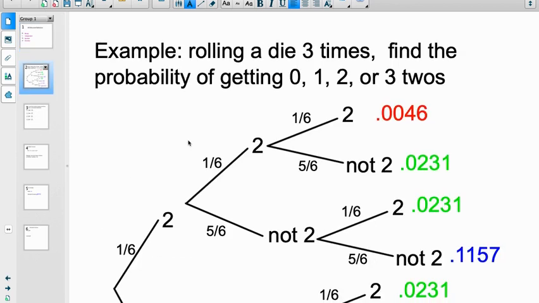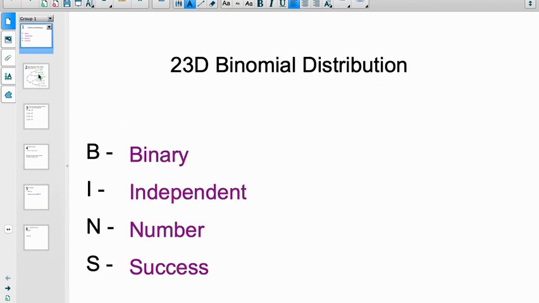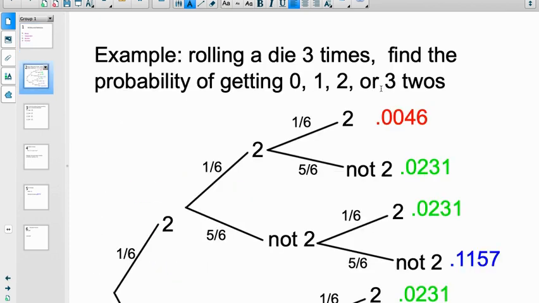So here is an example. Rolling a die 3 times, find the probability of getting 0, 1, 2, or 3 twos. It fits BINS. It's binary, either you get a 2 or you don't. It is independent because each roll doesn't depend on the one before it. If you get a 2 the first time, that doesn't affect the probability of you getting a 2 the second time. They're both 1/6. We're rolling the die 3 times, so there's a fixed number of trials, and the probability of success is 1/6.